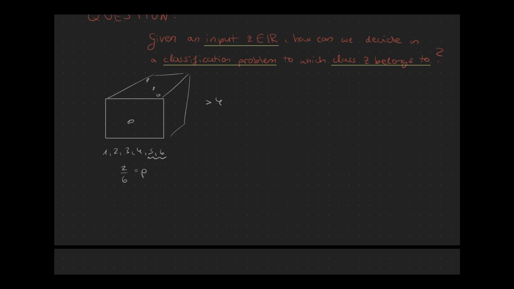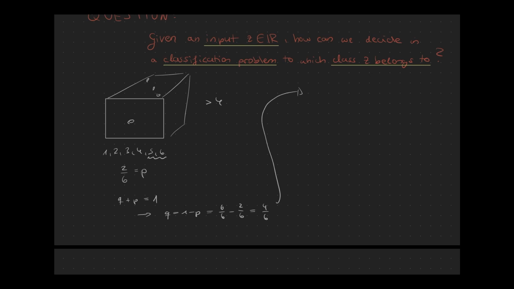2 over 6. And we also know that q plus p is equal to 1, because q is nothing else than 1 minus p, because we know from probability that the probability that something happens plus the probability that it doesn't happen should sum up to 1. So 1 minus p is 6 over 6, because that's 1, minus 2 over 6 is equal to 4 over 6.